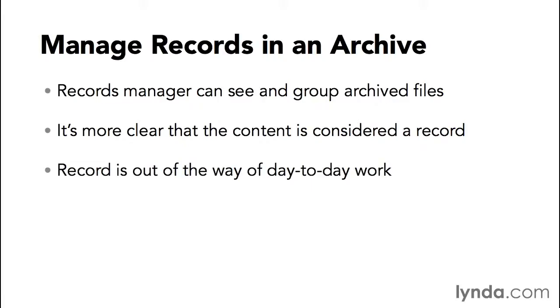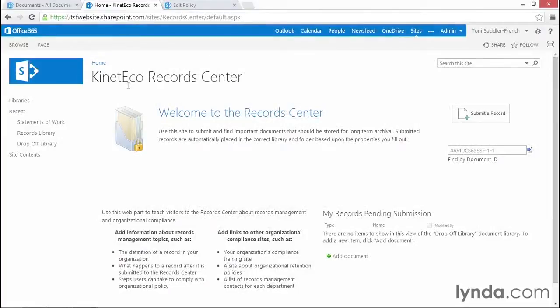Let's take a look at a record center. So this is a record center for Kinetico. It contains different folders to manage different types of content. It also has a drop-off library where files can wait to be further categorized. A records manager could also publish information about the records management policy. The record center can be a central location where you can manage all the content in your company that you have as records, or you can have multiple record centers if you need them.